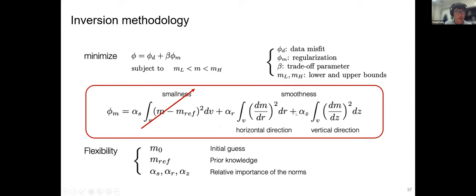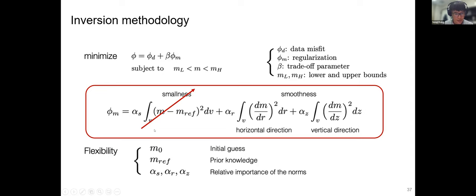What we're doing, we're minimizing this objective function. It's the sum of data misfit plus a regularization function multiplied by a trade-off parameter beta. So there are two terms that we're playing with: the data misfit, and the prior information that we're injecting through this regularization.